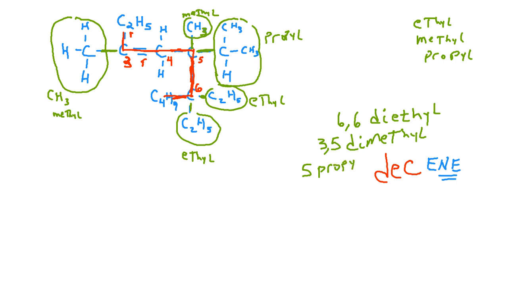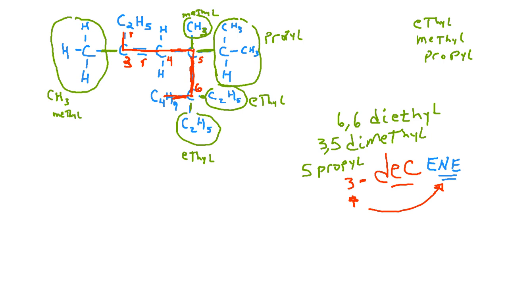Okay, so this molecule, hopefully you agree, is definitely an ene because of the double bond. My longest chain is 10, so it's decene. Oops, I forgot to say where the double bond is. The double bond we said was on carbon 3, so this is a 3 decene.